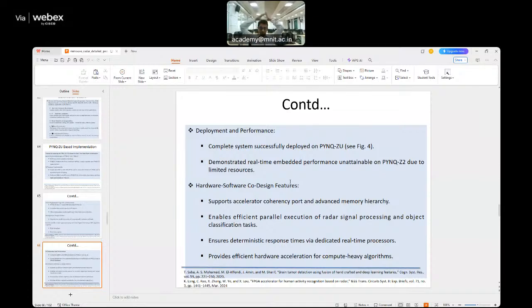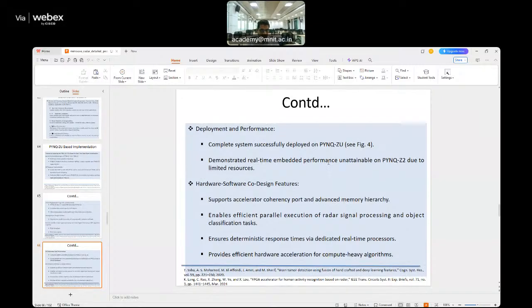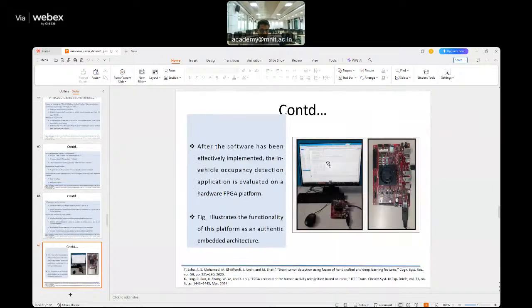So regarding the deployment and performance, the complete system is successfully deployed on Pynq ZCU. Here you can see how this is connected. It's a lab setup, we have connected it. Basically, whatever program is there, you port it on this board, and then it is run and then you are able to check it out.